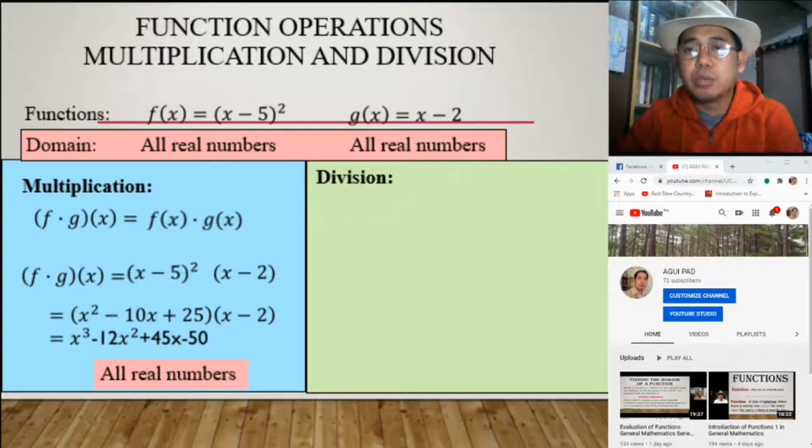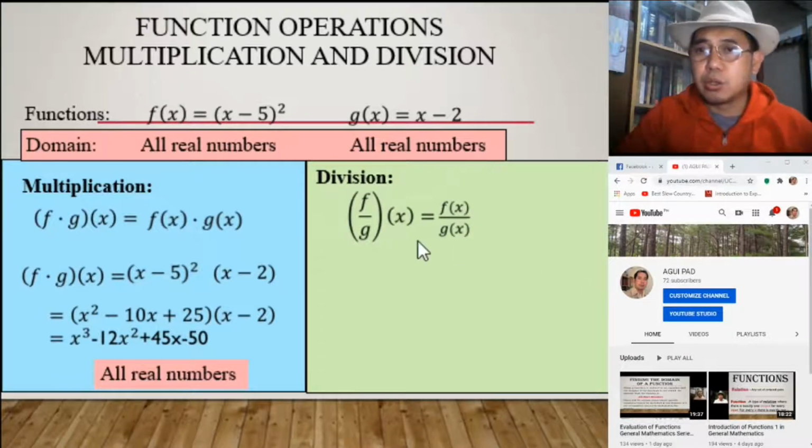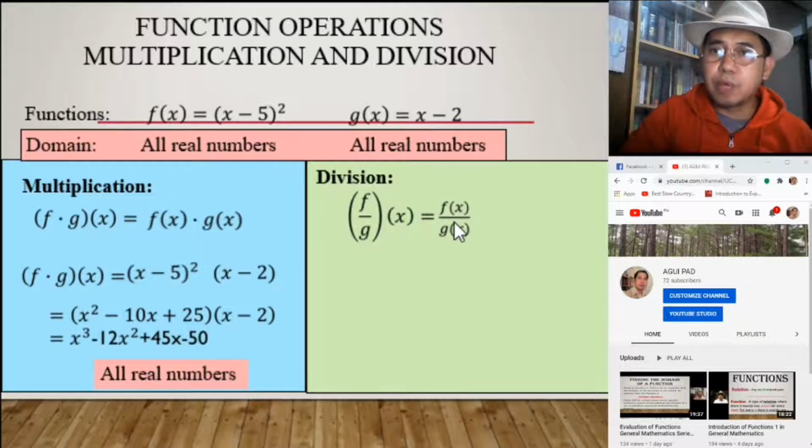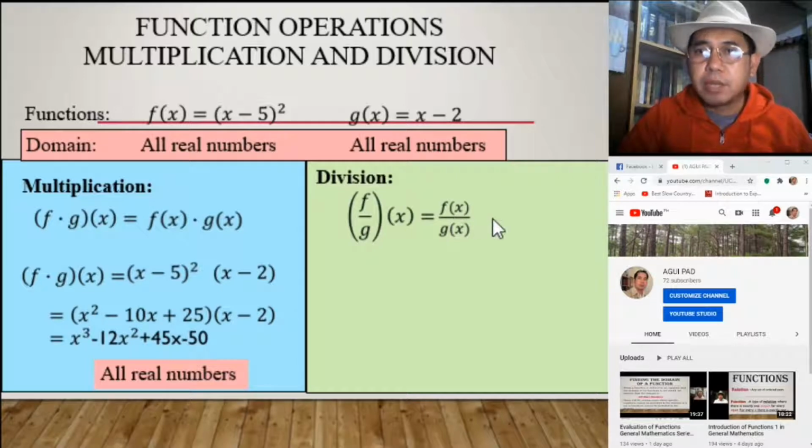Now, what about if we are talking of the division? So again, consider this notation for the division. Now, what is the notation for the division? That is the ratio or quotient of f of x over g of x. And again, this is the pattern. How are we going to divide? Divide the definition of f of x by the definition of g of x.